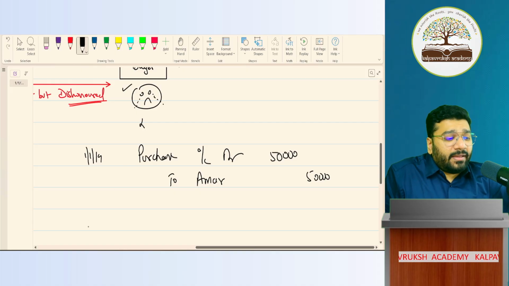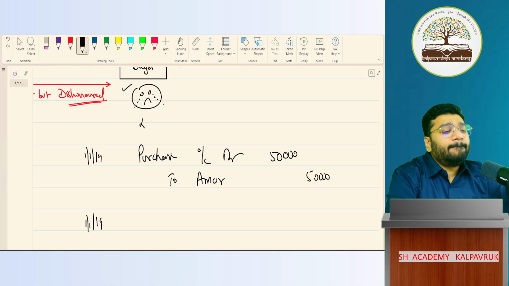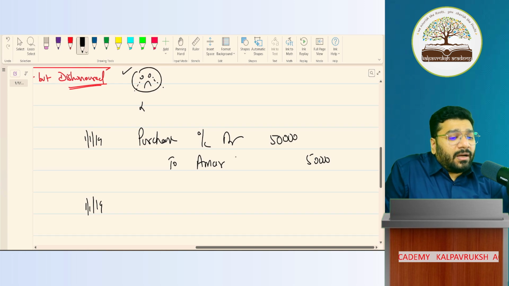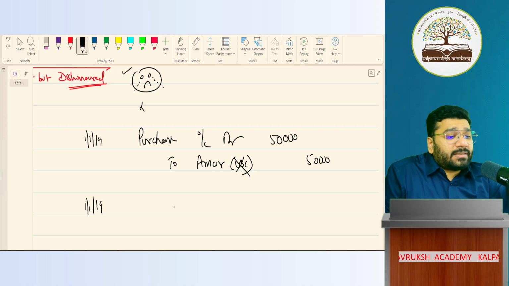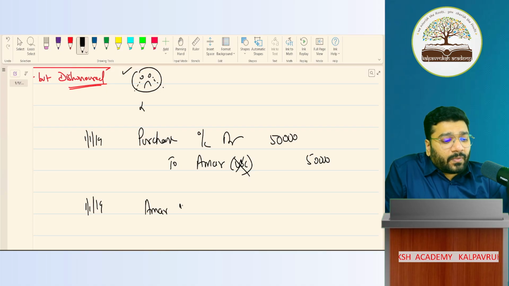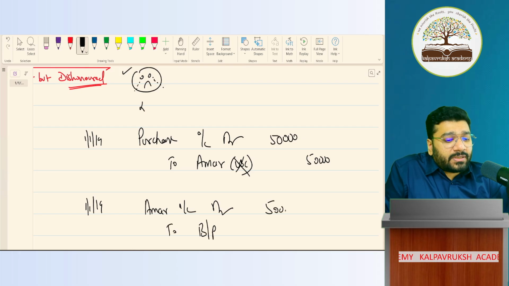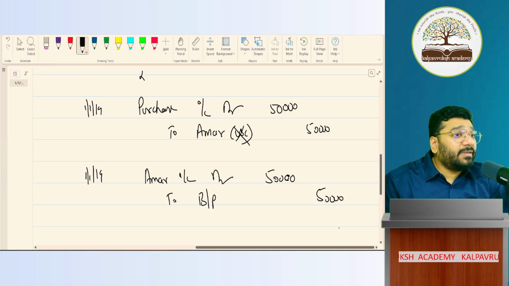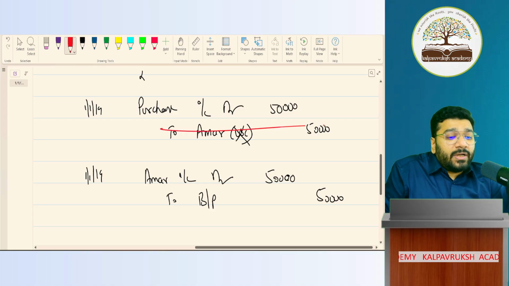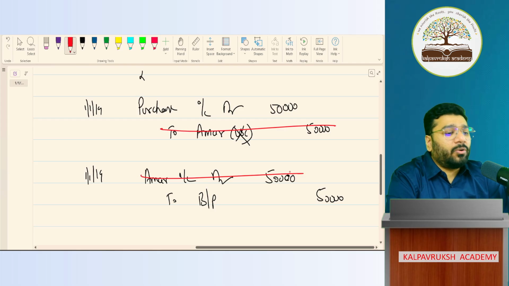Then what happens? On the very same day, the bill was accepted by Bhaskar. So Amar is an unsecured creditor. To create it, you give a credit. To cancel it, debit. So Amar account debit to bills payable 50,000. What is the balance in BP account? 50,000. What is the balance of Amar account? 0. So Amar account is opened here and closed here, nil balance.